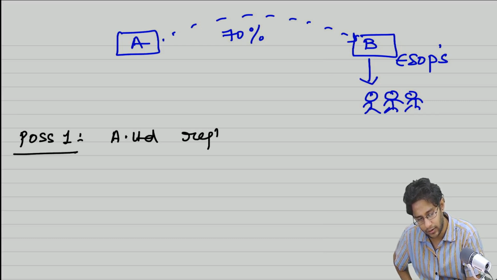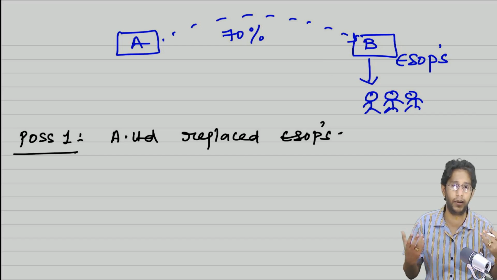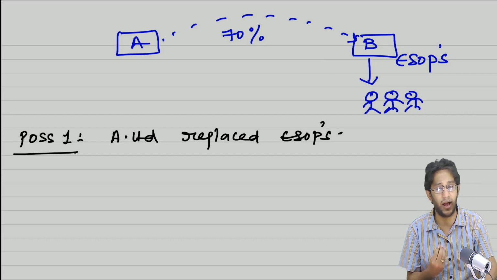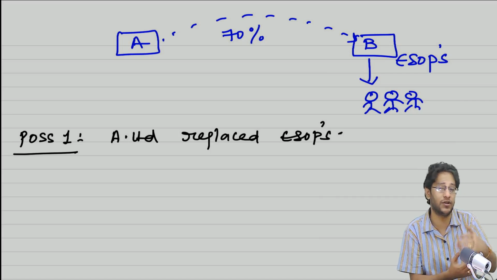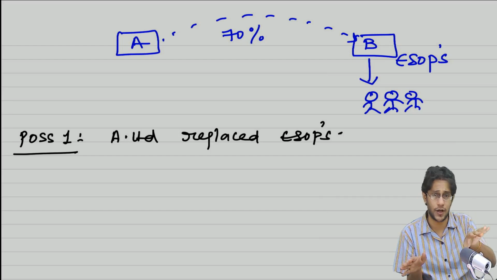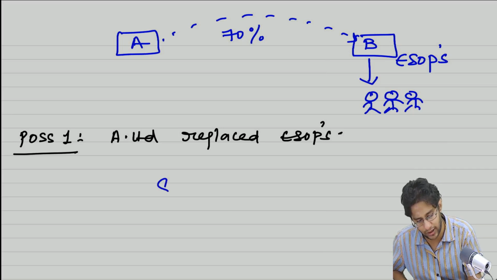A Limited replaced the ESOPs. A Limited says, I am the bigger entity. I am the flagship company of the entire group. The employees will be more motivated, more happy if they have the right to buy shares in A Limited rather than their existing right to buy shares in B Limited. So A Limited says, subsidiary company, we will cancel your ESOPs and I will issue my ESOPs. In that case, what to do? Whatever we did above, same as above.